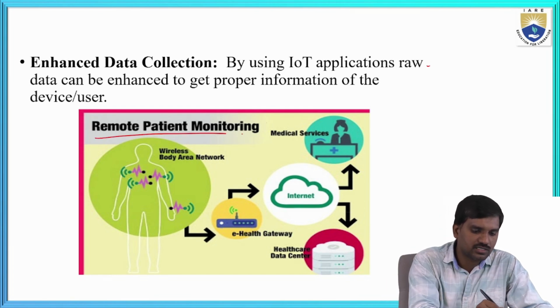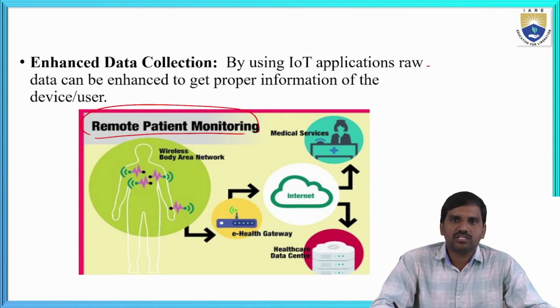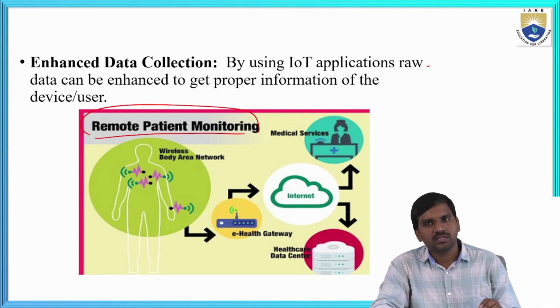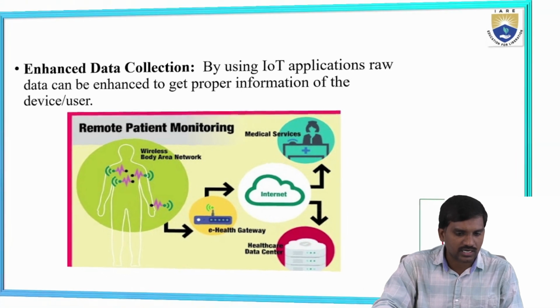So this is the medical department's patient monitoring system, or remote monitoring system. From the patient, we have to gather some information like humidity, temperature, blood pressure, whatever parameters the patient has, which you collect through the sensors. So that is a remote patient monitoring system under the enhanced data collection advantages.